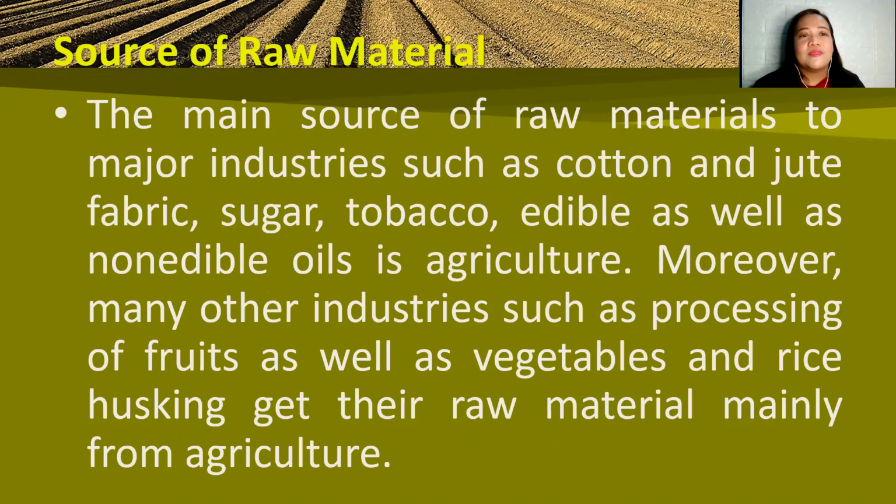Source of raw materials. The main source of raw materials to major industries such as cotton, jute, fabric, sugar, tobacco, edible as well as non-edible oils is agriculture. Moreover, many other industries such as processing of fruits as well as vegetables and rice husking get their raw materials mainly from agriculture.